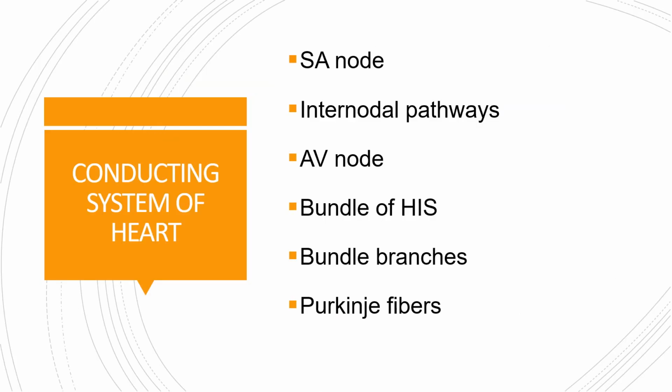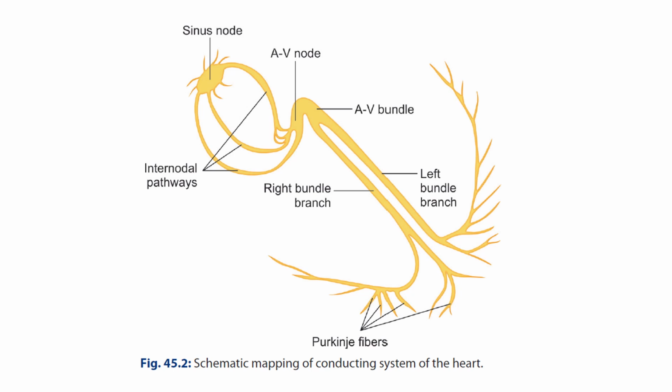Now coming to the conducting system of the heart, it consists of SA node, internodal pathways, AV node, bundle of His, bundle branches, and Purkinje fibers. Okay, let's see the picture. You can see the SA node. From the SA node, three branches are arising, and these branches are coming to the AV node. From the AV node, this is the bundle of His, and then the bundle branches, and from the bundle branches, these are the Purkinje fibers. Okay.